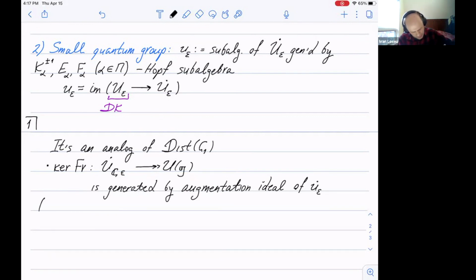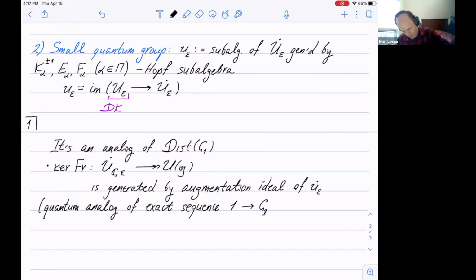And you should view it as a quantum analog of the familiar exact sequence: 1 goes to G_1, goes to G, goes to the Frobenius twist. So if you look at what happens with the sequence and take distribution algebras, that's how you describe the kernel of the Frobenius epimorphism between the distribution algebras here.